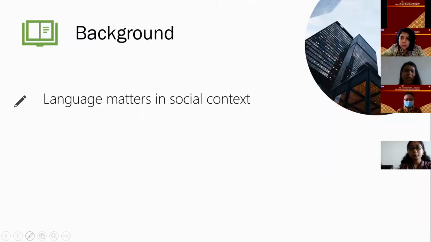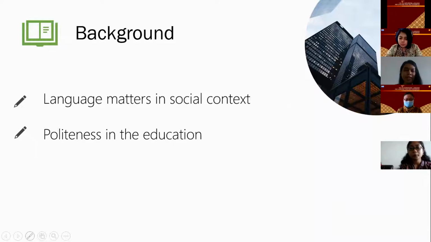The second reason is that politeness in education is also important, especially for us as teachers, soon to be, or as teachers or lecturers, because when we already have knowledge about politeness and implement it in education, we can achieve the goal of our teaching in a classroom. So the students are also relaxed, having fun, but serious in enjoying the teaching and learning process.